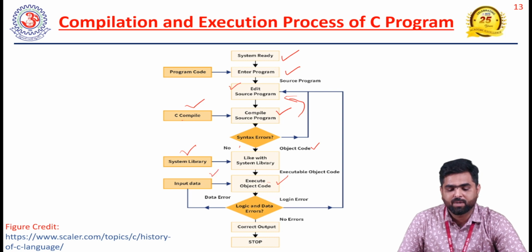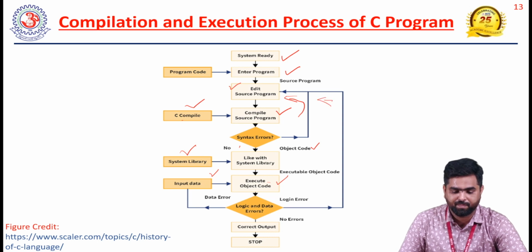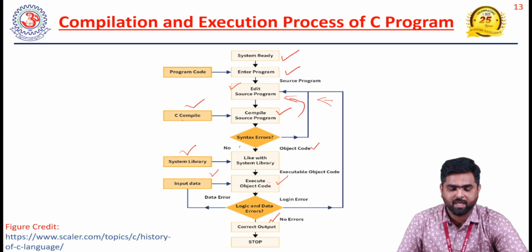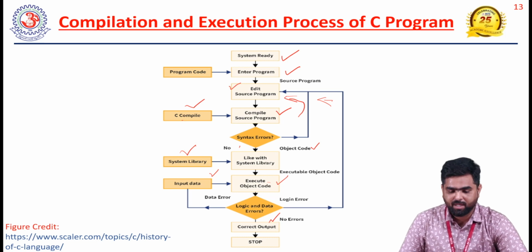So when you're providing any kind of data, if you get any kind of errors from that data, then we are going to get the logical error. When you get the logical error, again we will go to edit the program. Suppose if there are no logical and data errors, then the particular code will be executed and we are going to get the output and we are going to stop. So this is the compilation and execution process of C program.